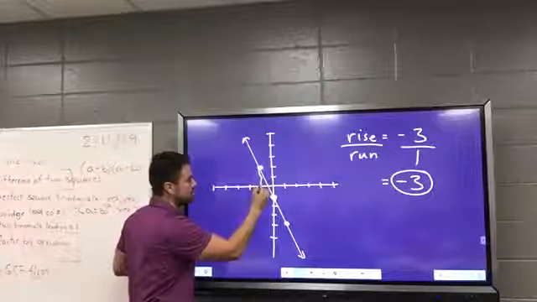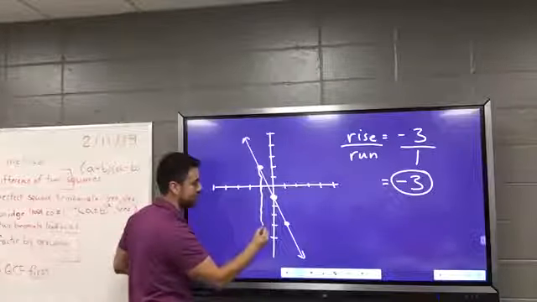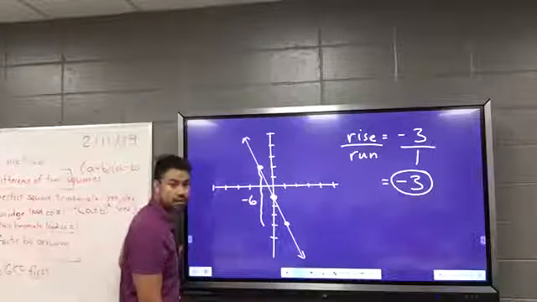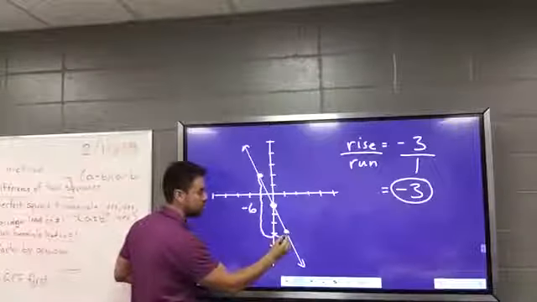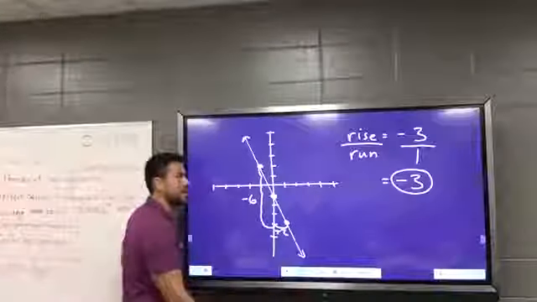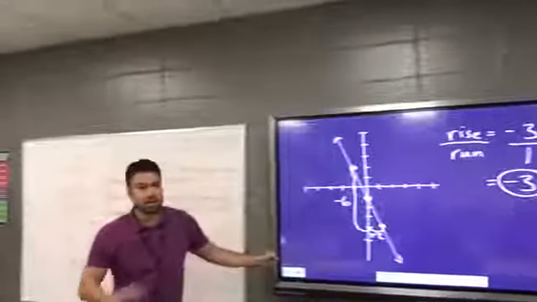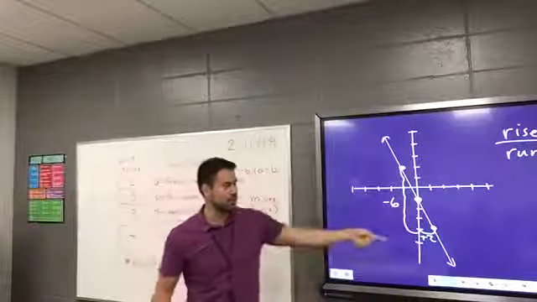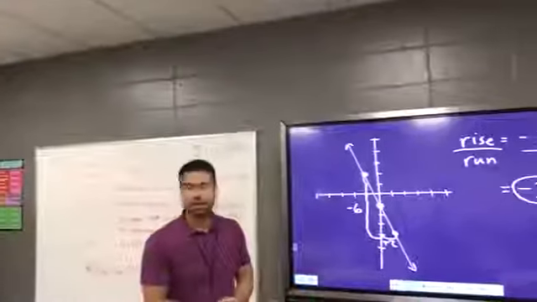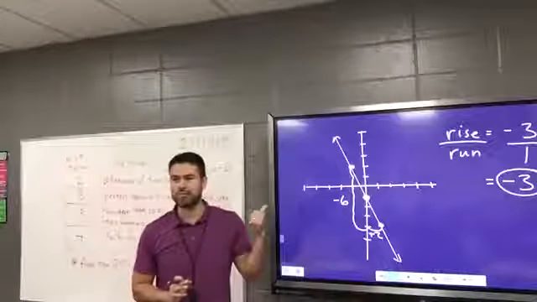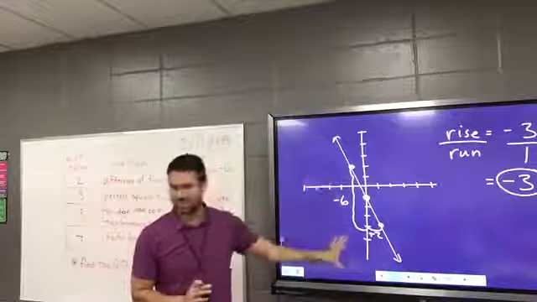Down 1, 2, 3, 4, 5, 6. That's negative 6, right? Then I go over 1, 2. That's positive 2. What do I end up with? Negative 3. It doesn't matter what points you pick. In fact, these will work. All right. How many of you can find the slope if I give you a graph? Good. You could do this is what I'm asking for.